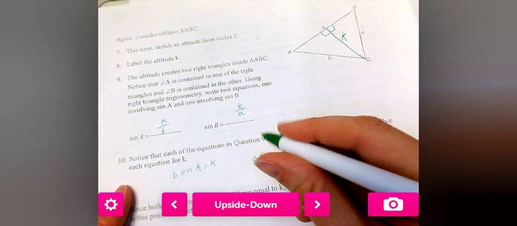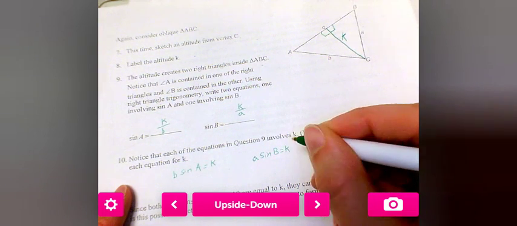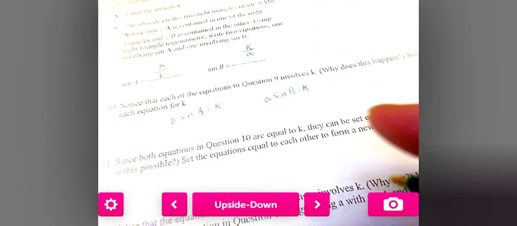Little a sine B equals K. So now I've made, I'm going to zoom back in again because we're not looking at the picture anymore. Now I'm going to set both of those equal to each other.